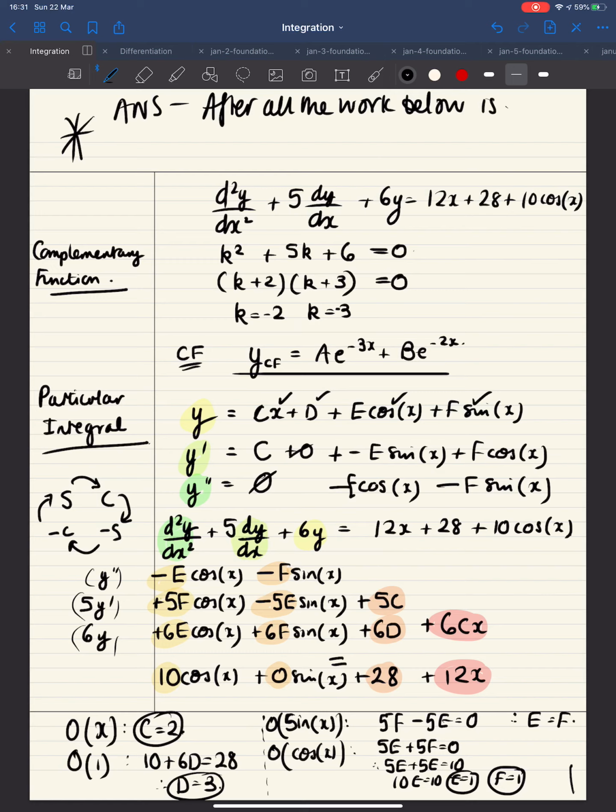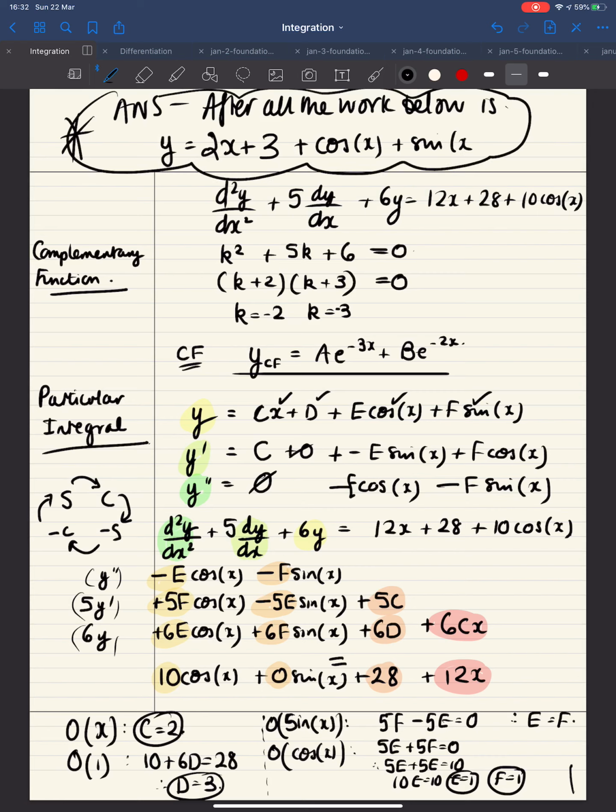So we've got c x, so y is c x, which was 2, plus d, and d is 3, e cos x, well e is 1, so it's plus 1 cos x, and then f is 1 as well, plus 1 sin x. Okay, so there you go. So it's just being careful and substituting in nicely.